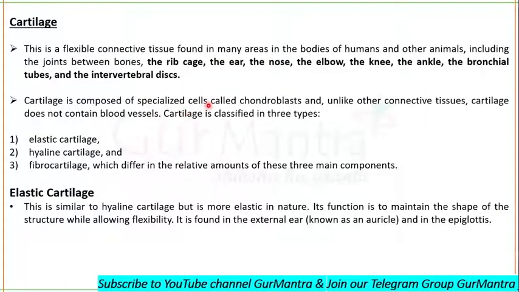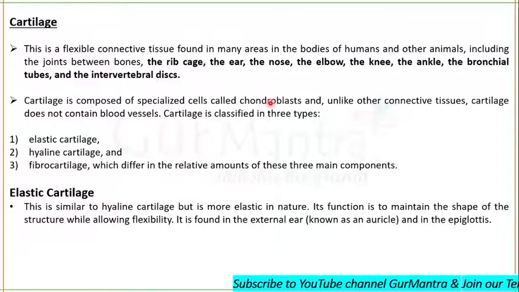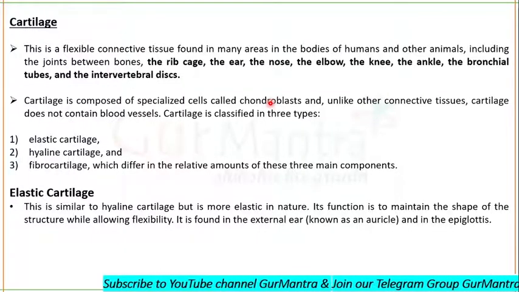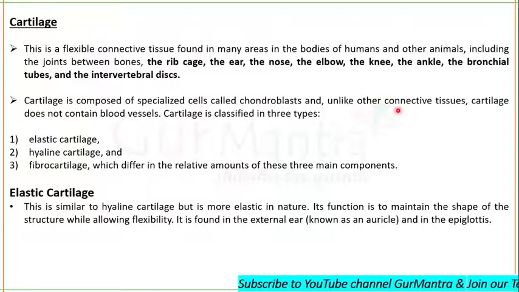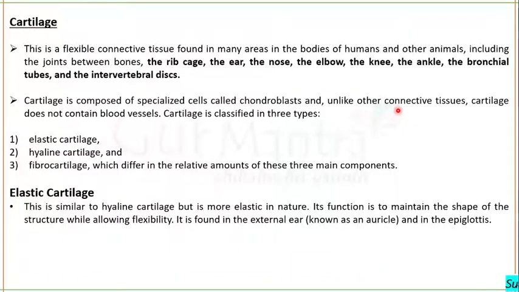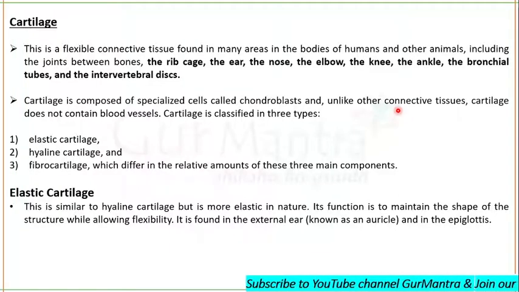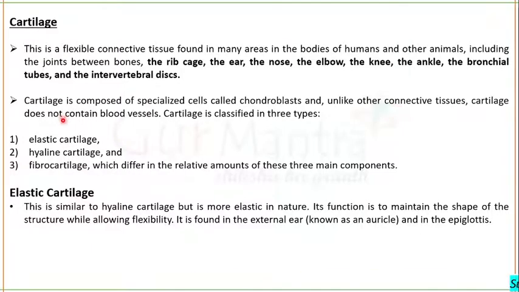These are formed of special cells called chondroblasts. Chondroblasts mature into chondrocytes. So cartilage is formed of chondrocytes. Unlike other connective tissue, cartilage is avascular. We read about epithelial tissue, which is avascular. Cartilage is also avascular, and it is classified into three types: elastic cartilage, hyaline cartilage, and fibrocartilage.